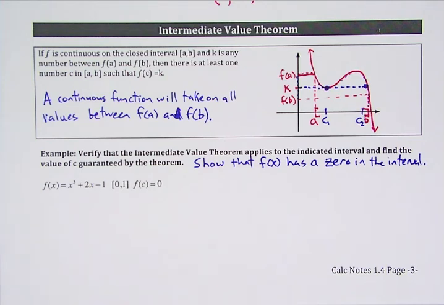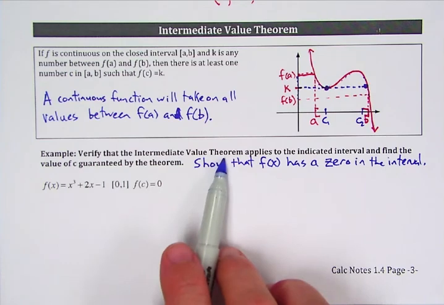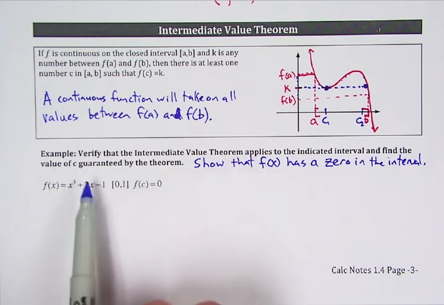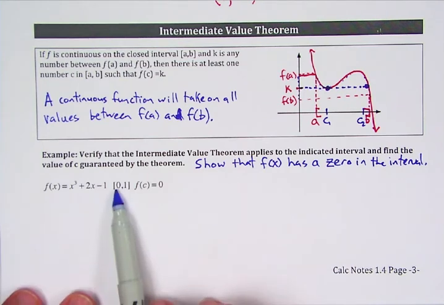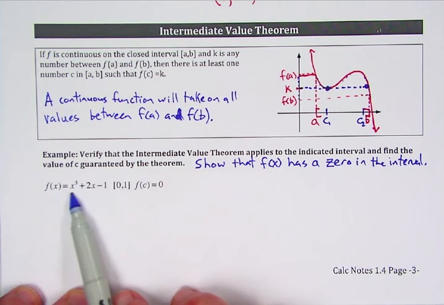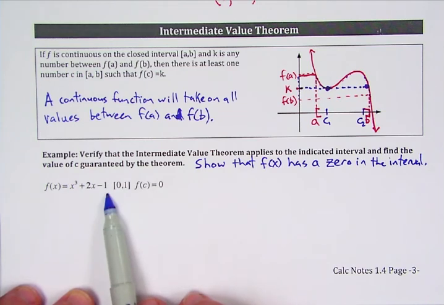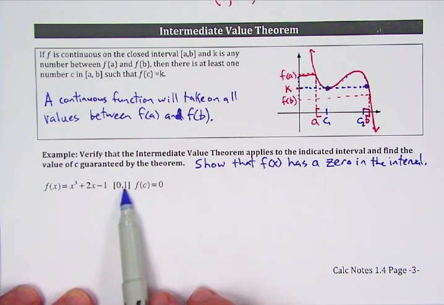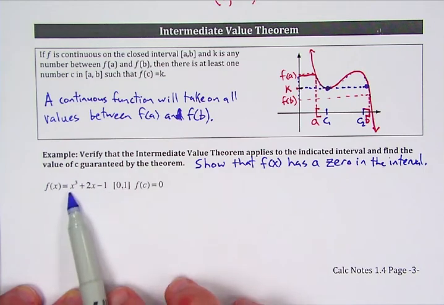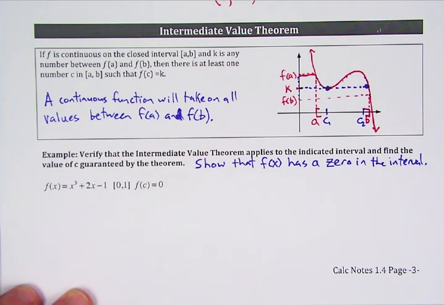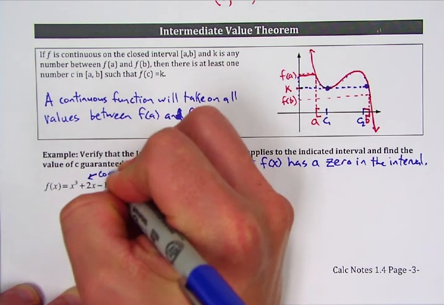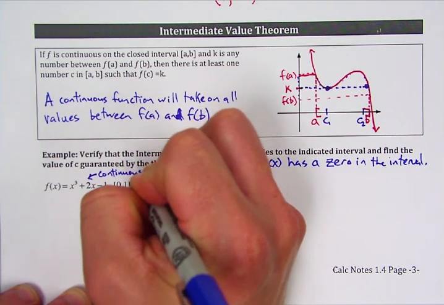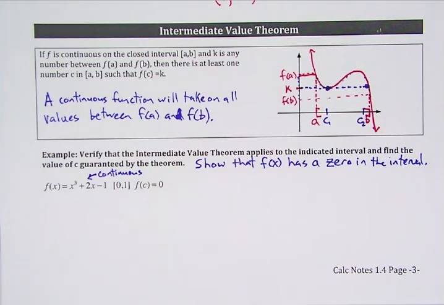Okay, so first off, to verify that the intermediate value theorem applies, it means that f has to be continuous on the interval. So on the interval 0 to 1, is this function continuous? Well, it's polynomial, and 0 to 1 is defined the whole way. So we do know that this function is continuous. And now we want to talk about this interval idea.